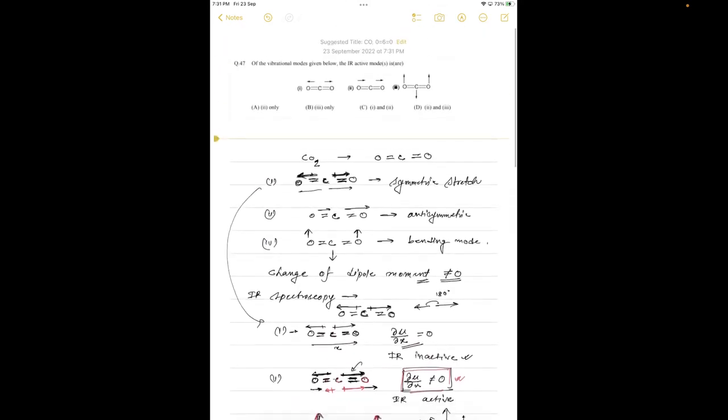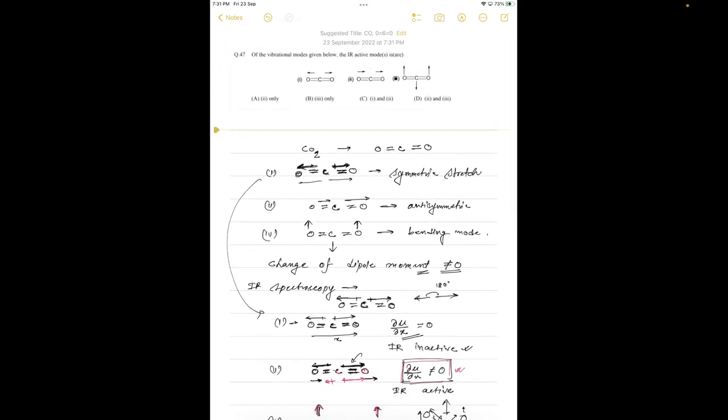So to answer this question, option 2 and 3, vibrational modes number 2 and 3, will be IR active, and the symmetric stretch mode will be IR inactive. So option D is the correct answer.